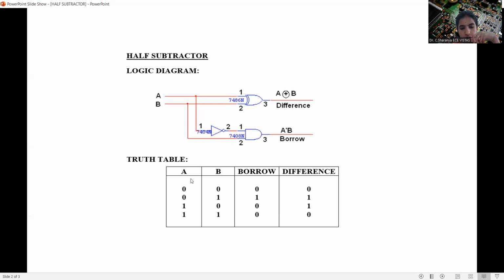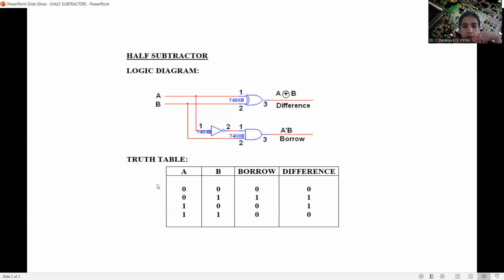So going for all possible combinations of the two inputs A and B, we will have 0 0, 0 1, 1 0, and 1 1. To fill up the truth table, we should be knowing the basics of binary subtraction. So let us start with 0 and 0. First we will be calculating both the borrow and difference simultaneously.